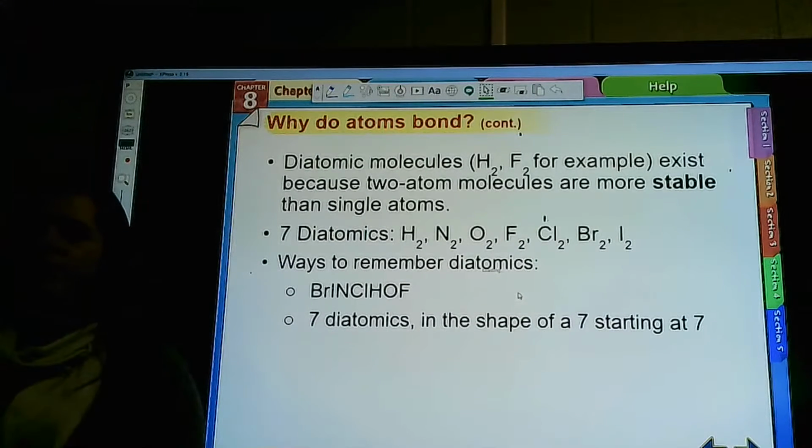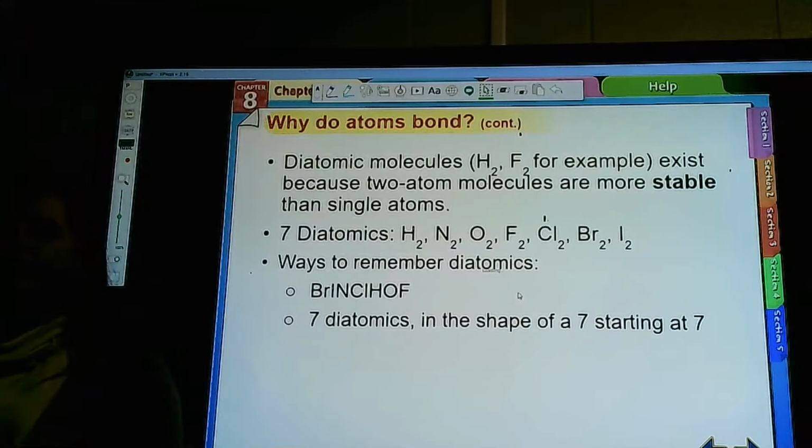So there are 7 elements on that periodic table that you need to be aware of that are called diatomic molecules. It means that these elements themselves are going to be very unstable if they're by themselves. So that's why they always exist either paired up with another atom of the same element or just bonded to something else. The 7 elements that do this, there are 2 ways to remember it.